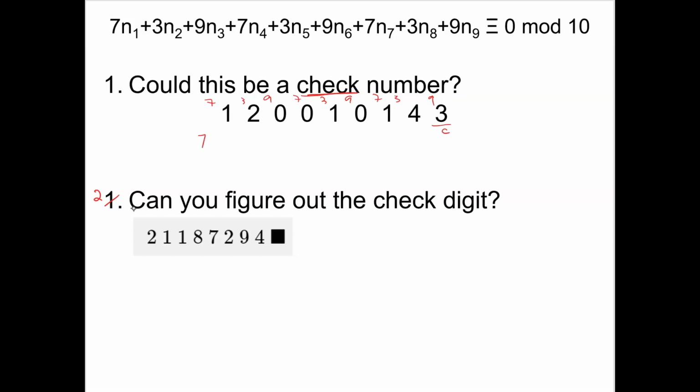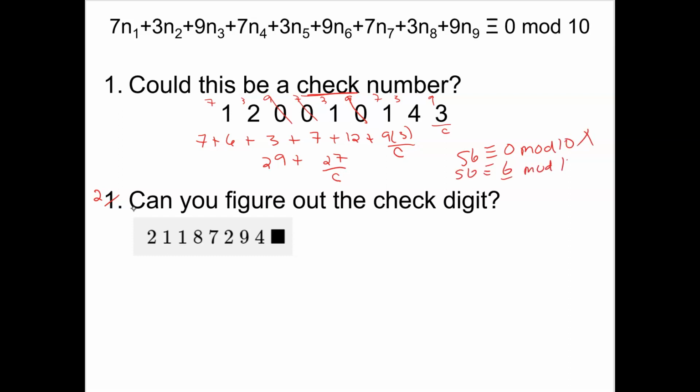Let's see. So that's going to be 7 plus 6 plus 0, 0, 3 plus 0 plus 7 plus 12 plus 9 times 3, the check digit. So when we add all those up, we get 29 plus 27, which gives us 56. Is 56 equivalent to 0 mod 10? No, 56 is actually equivalent to 6 mod 10. So that could not be a check number. If you were to type that into a website, it would say error.